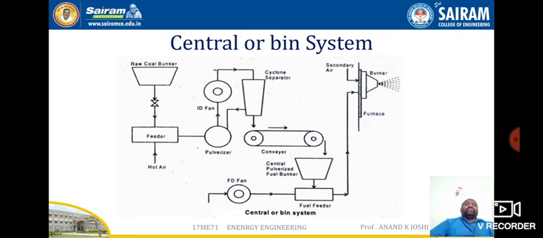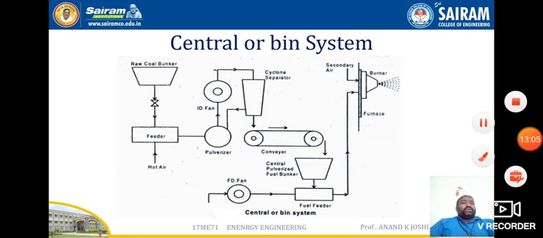The disadvantage is that it is somewhat expensive, and it occupies more space. It requires a complicated coal handling system, power consumption is very high, and the chance of fire hazards is greater since pulverized fuel is stored. That is one of the drawbacks, and operation and maintenance costs are also quite high. So this is all about the central system or bin system.